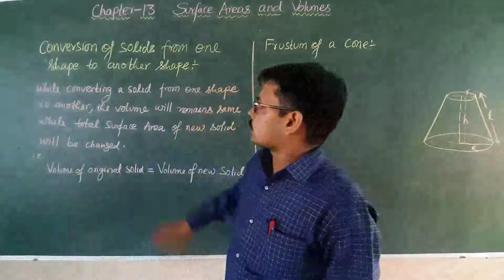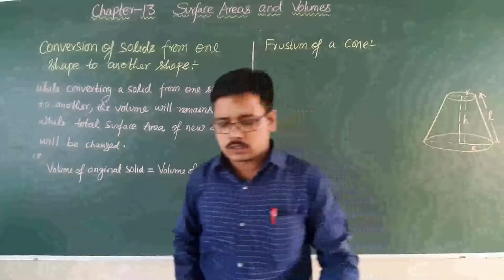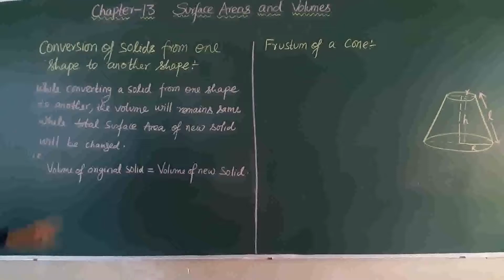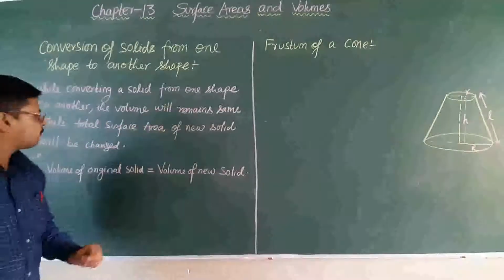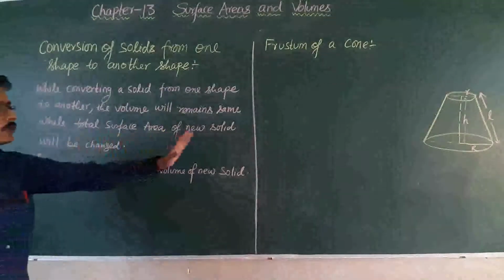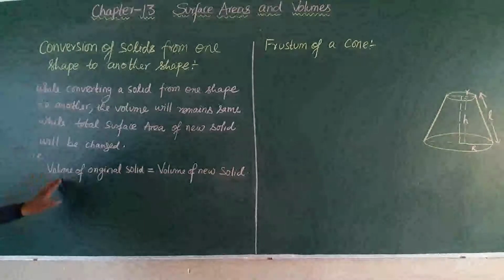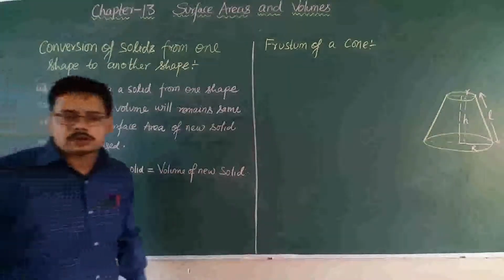Now the next topic is conversion of a solid from one shape to another shape. While converting a solid from one shape to another shape, the volume will remain the same, while the total surface area of the new solid will change. That is, the volume of the original solid is equal to the volume of the new solid.